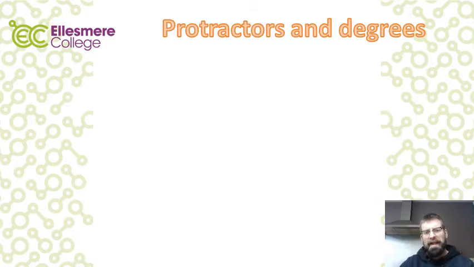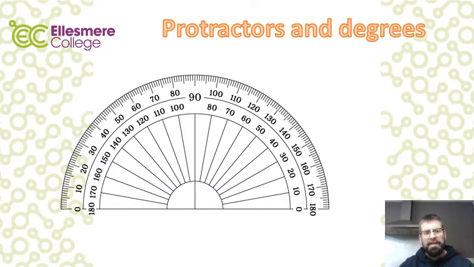This video is going to be looking at measuring angles. So if you've not looked at the other angles videos first, have a look at those. We measure angles using a protractor. And a protractor is just a measuring device like a ruler. It's just measuring angles instead of length.